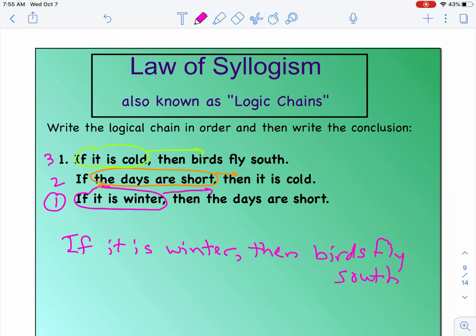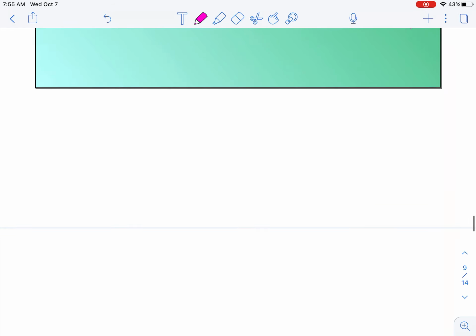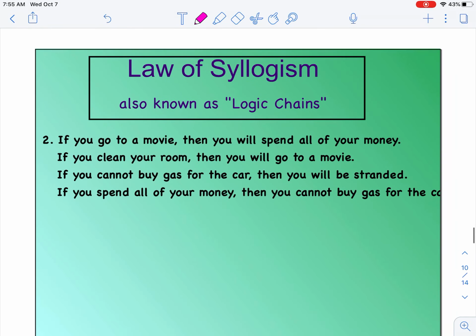So always make sure that you put them in order so it flows from one to the next. Here's another one. Again, see if you can put this in order. Write the numbers next to them of the statements that would come first, second, third, and fourth. Pause the video, see if you can do that, and then start it again to see if you got them correct.